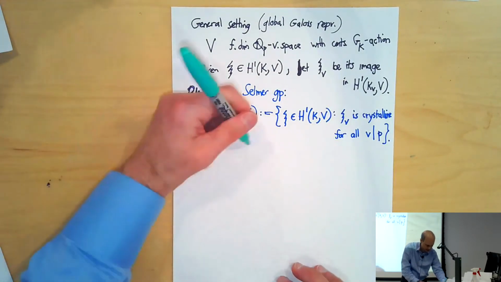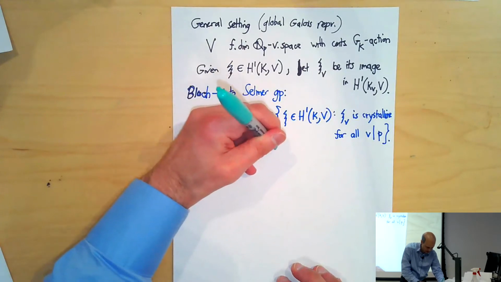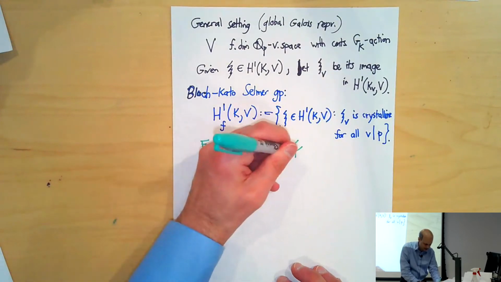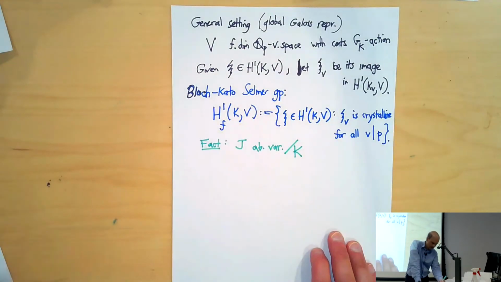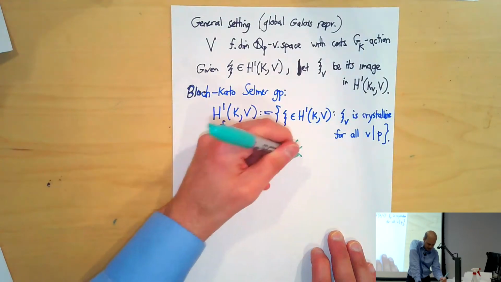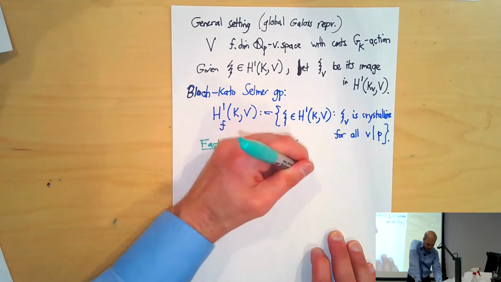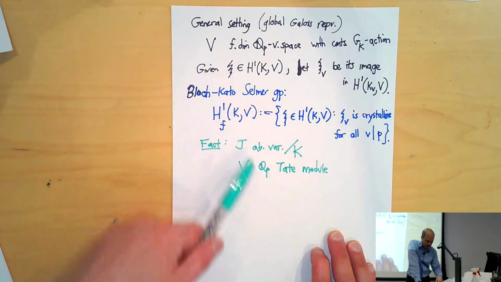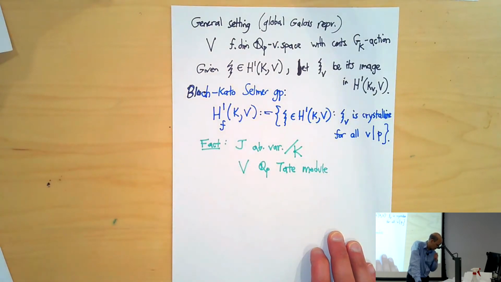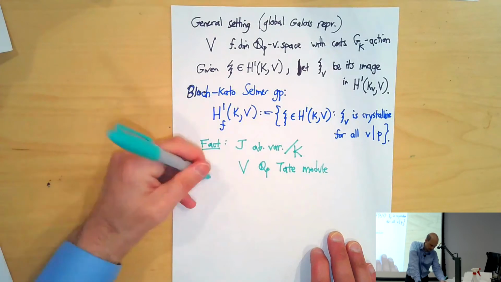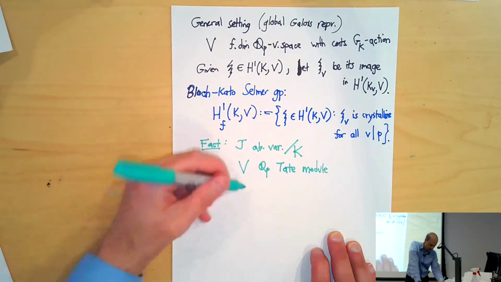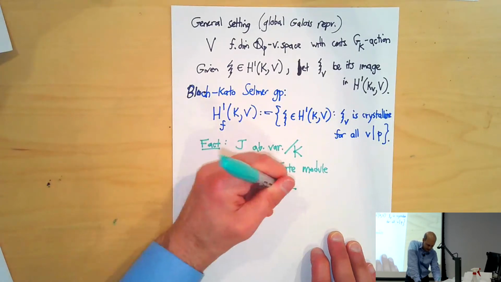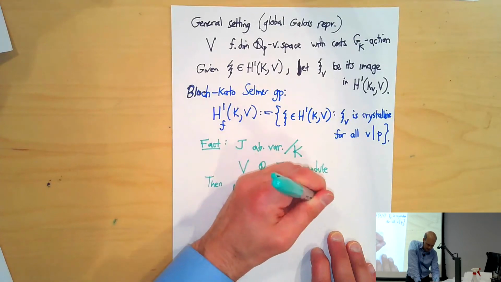Now you can re-express the Selmer group in Bloch-Kato terms without referring to J. So J is going to be an abelian variety over K, and now K is a number field, and again V is the Tate module. So I'm specializing this definition now to the case where V is a Tate module, and then this Bloch-Kato-Selmer group just boils down to being the classical Q_p Selmer group of J.